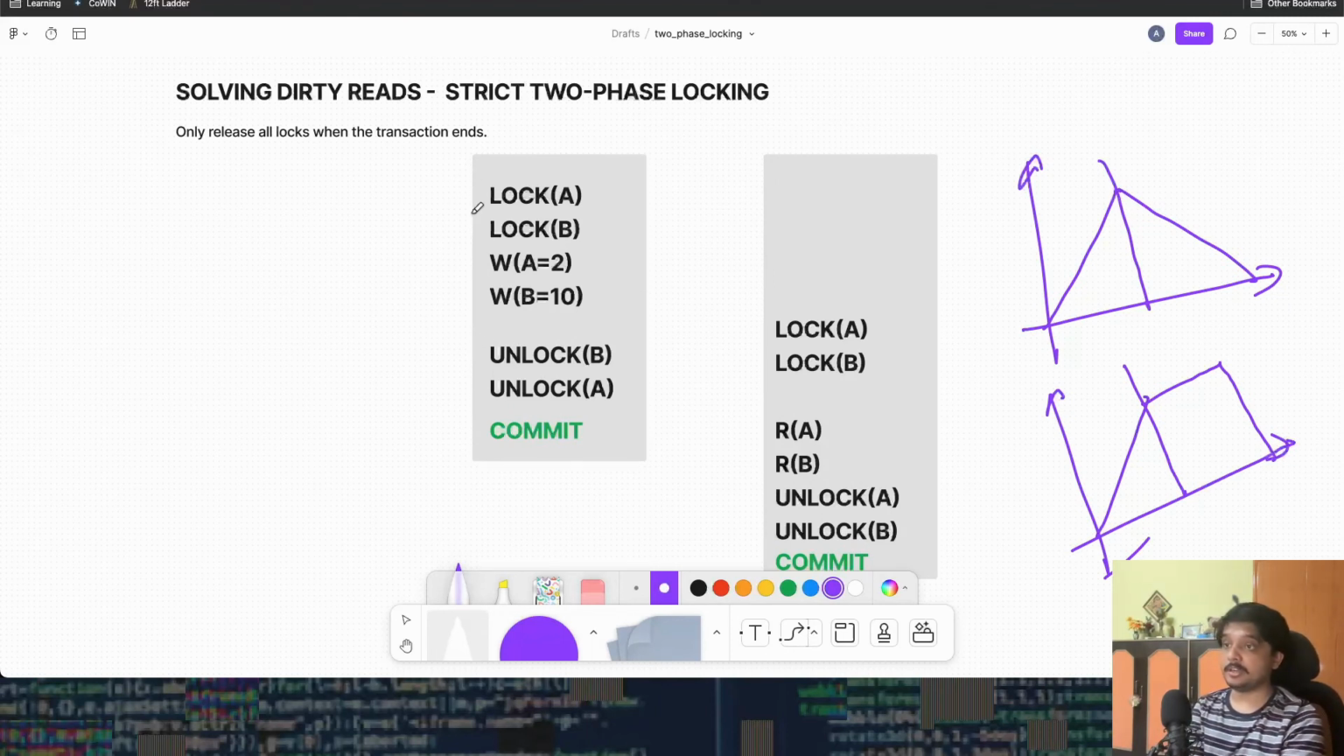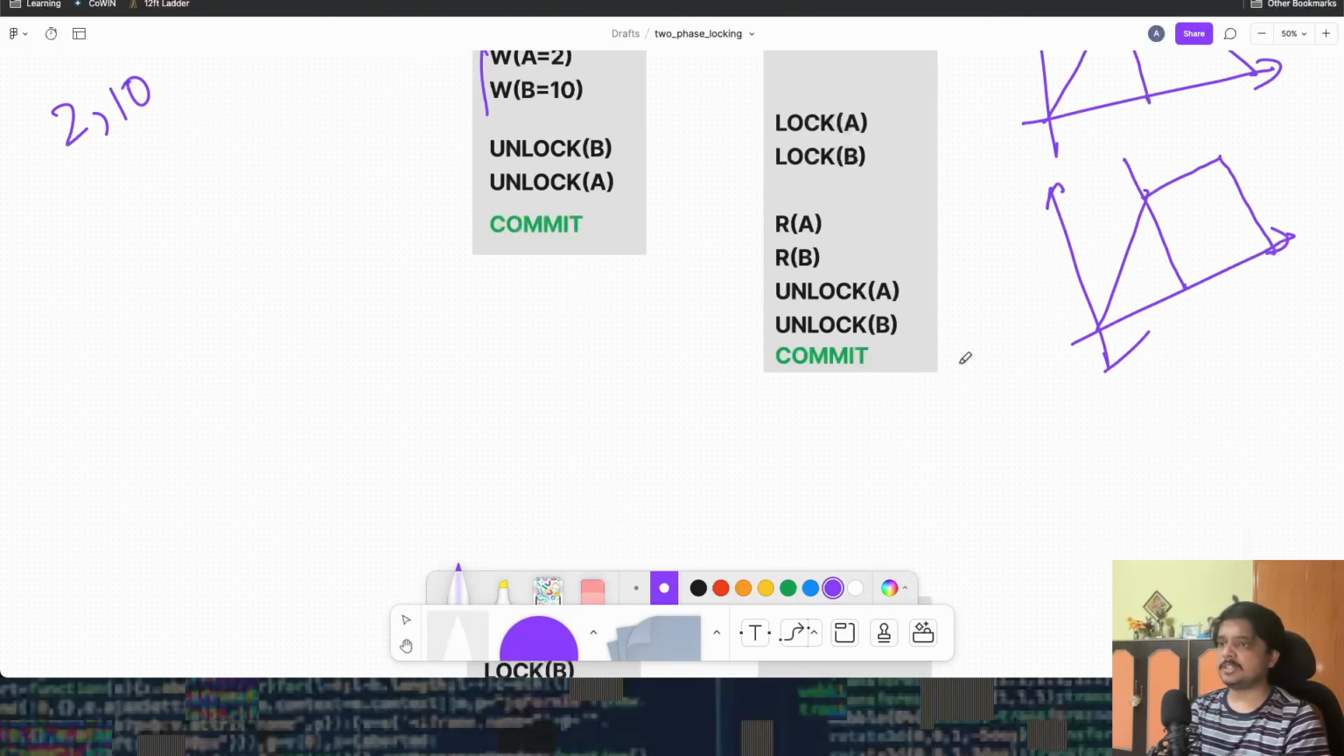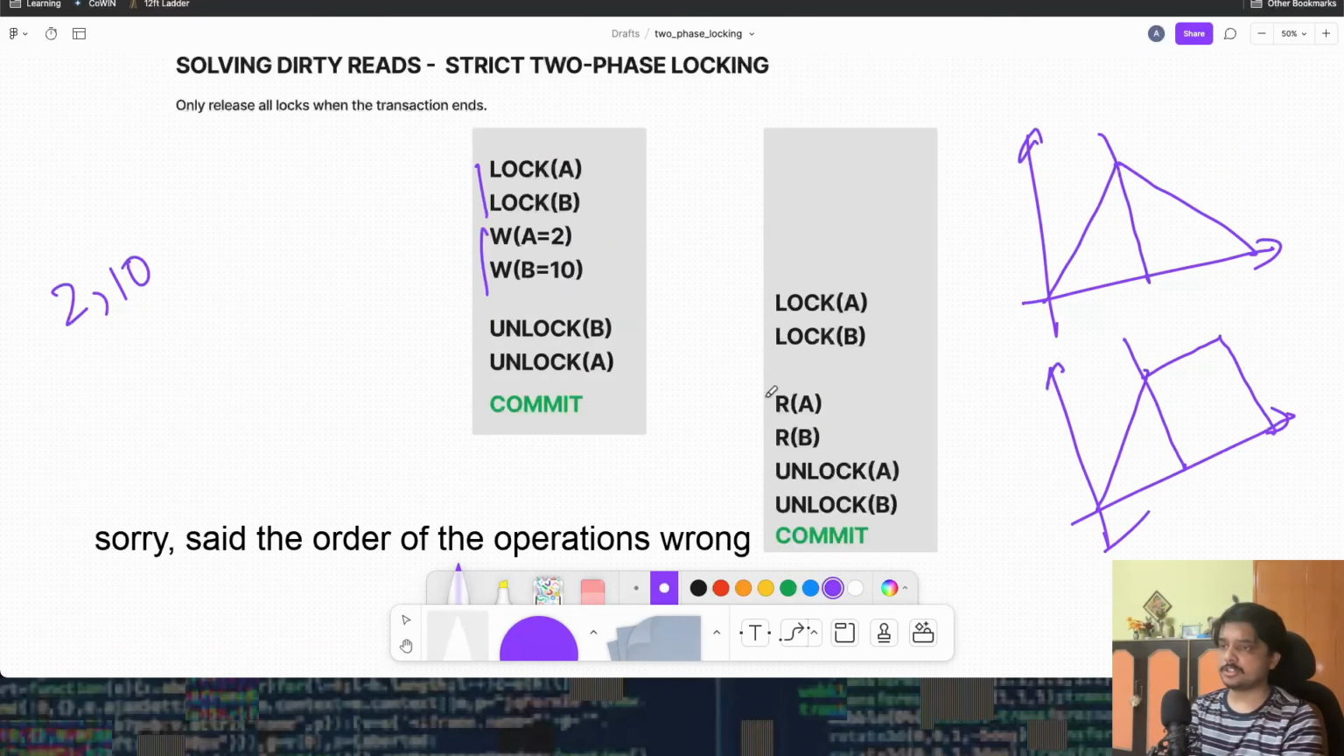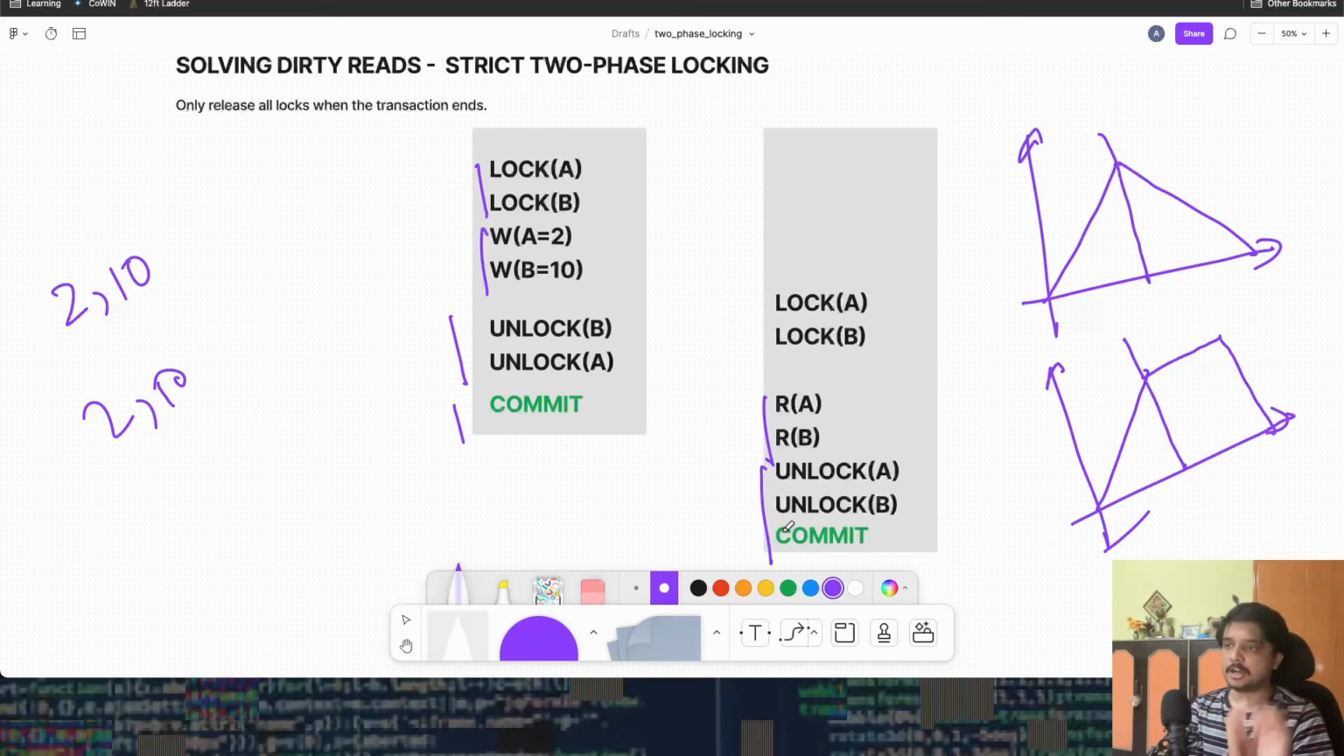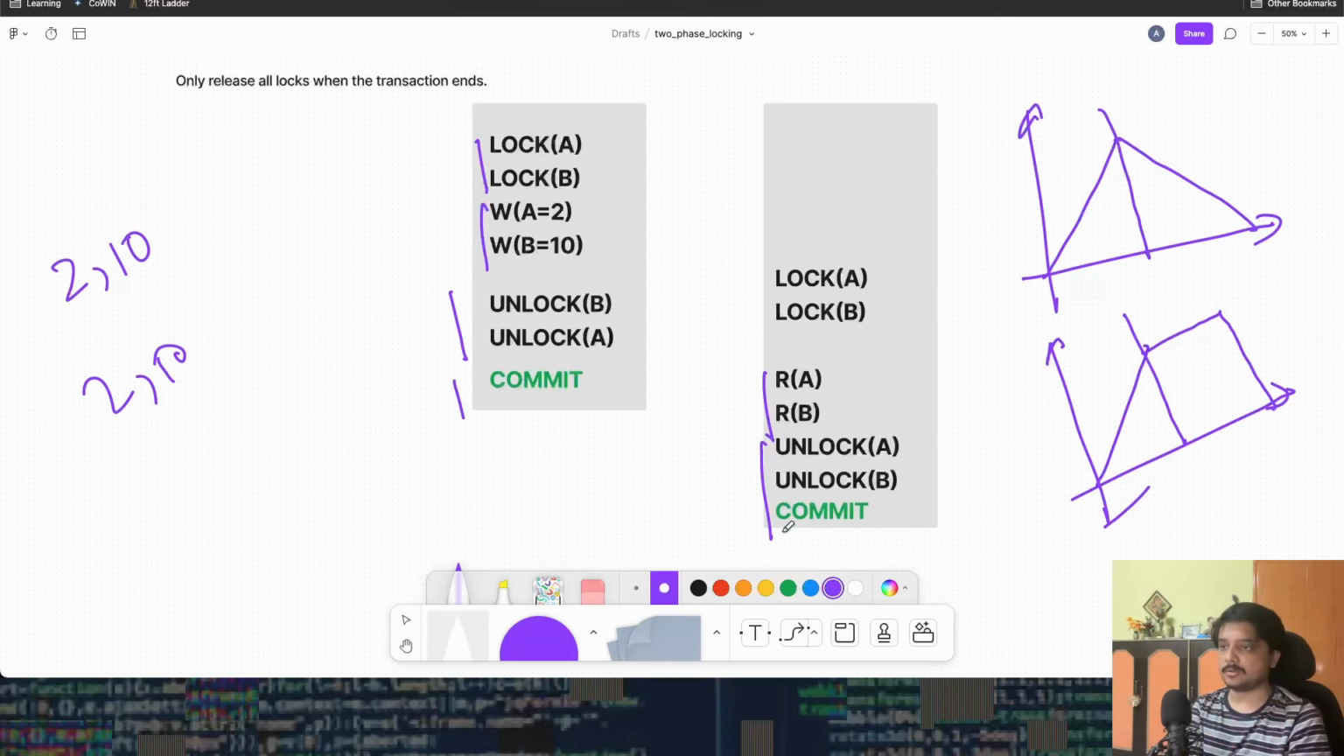So you see what's happening here. Locks are being taken, then it's writing 2 and 10 to A and B, and then this transaction T2 is also reading these values 2 and 10, then it unlocks and commits, then it also unlocks and commits. This is following strict two-phase locking because all the unlocks are at the end together with the commit. So when it commits, or let's say it aborts also, the locks will be given out.